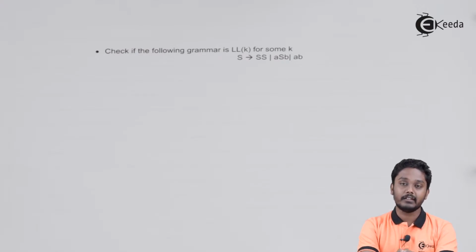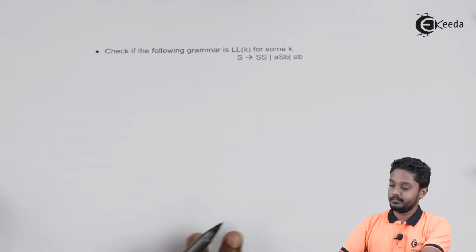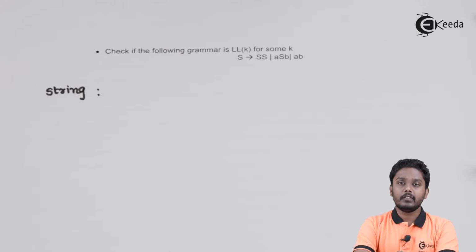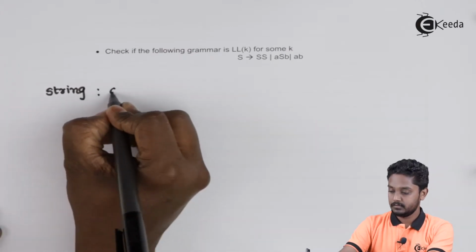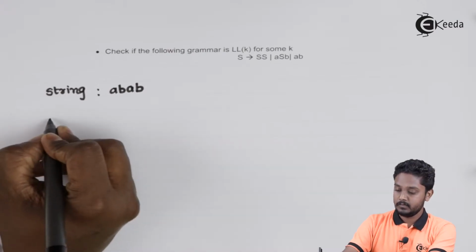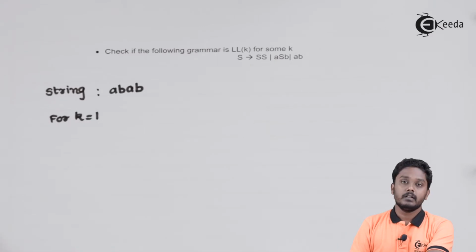For that, let us take some string first. Let us say the string that we are parsing is ABAB. Let's look at the symbol A first. That is, we are checking whether the grammar is LL1 or not. If k is equal to 1, we look at one symbol. Over here, the first symbol is A.